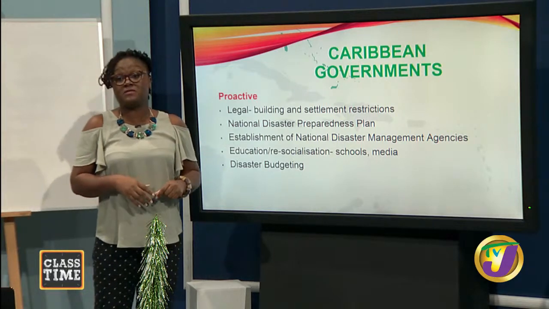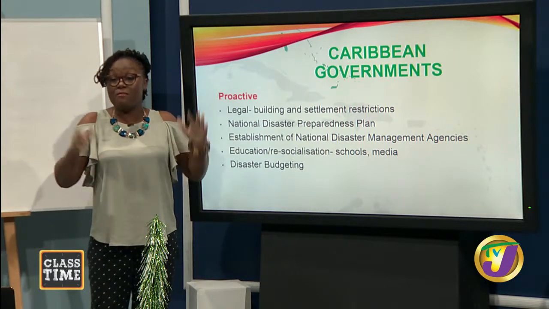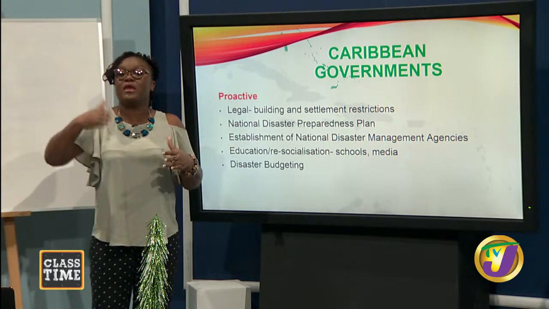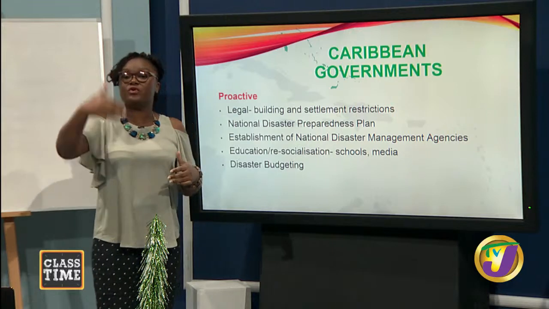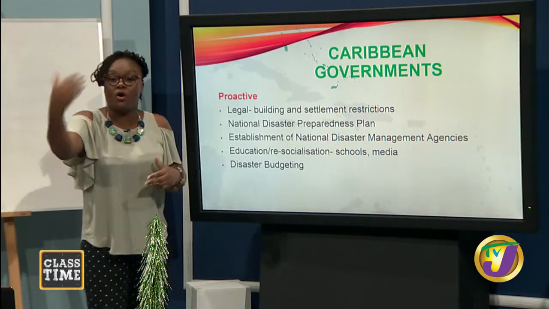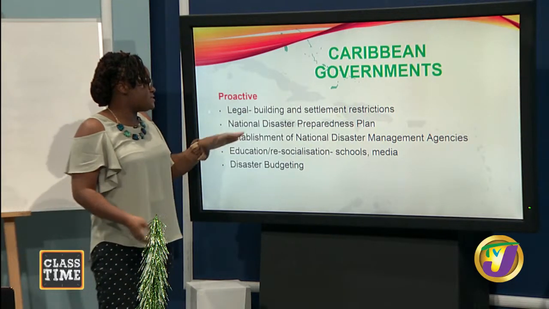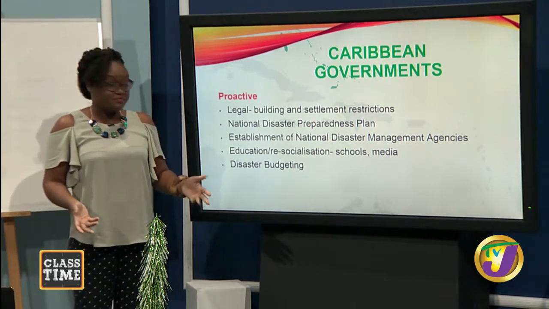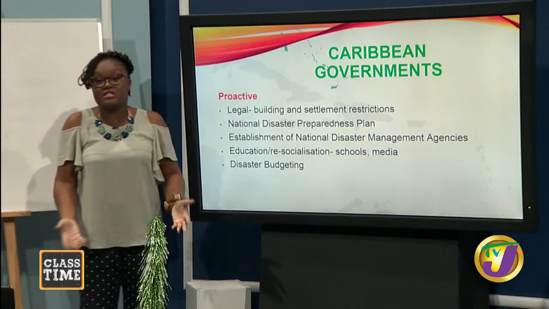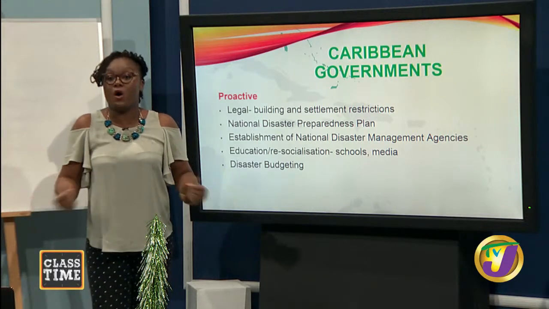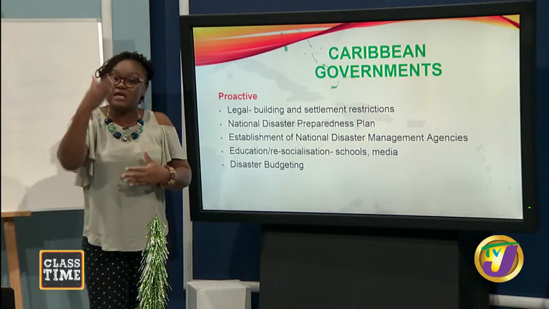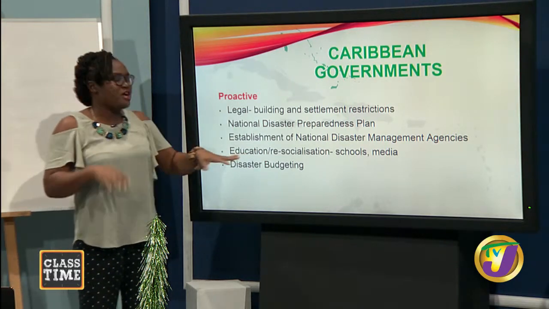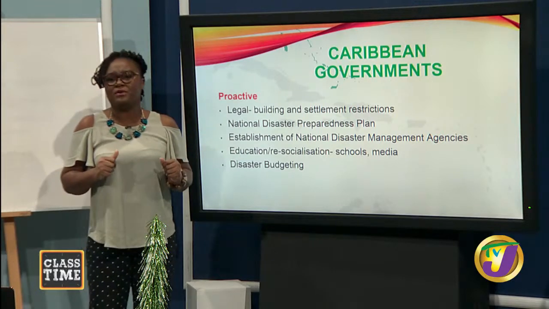National Disaster Preparedness Plan, we need to have a plan. There must be a plan in place. So in case of anything, this is what will happen. These are the groups that will roll out. These are the things that will now come into effect. The establishment of National Disaster Management Agencies. Right? You need to have these agencies that are responsible for this, and they are the ones who take the forefront. Right? NGOs included too. Education and re-socialization of people.